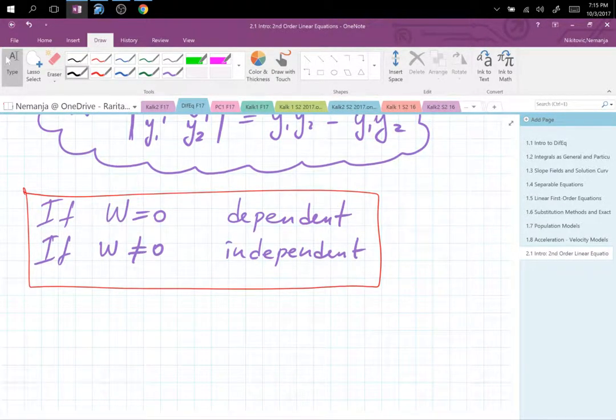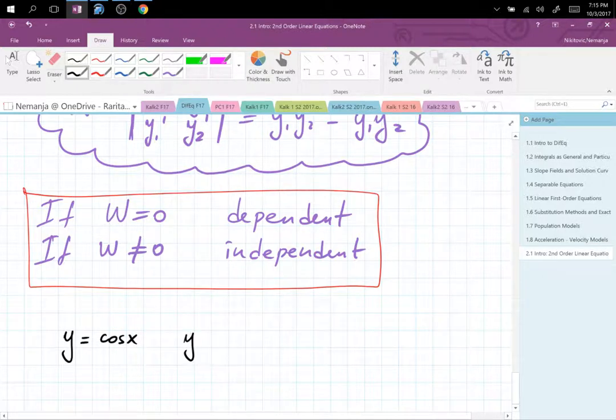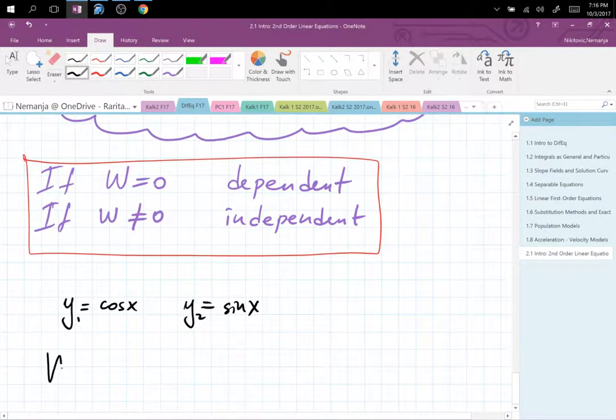So we said earlier that the solutions y1 equals cosine x and y2 equals sine x are linearly independent. I want you to crank the Wronskian for this to check.